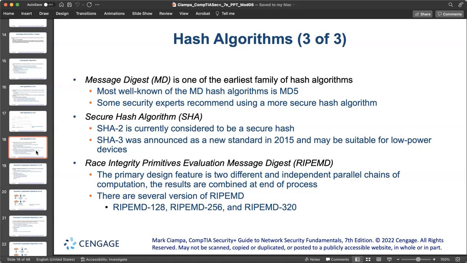So next one that we want to discuss is the RACE Integrity Primitives Evaluation Message Digest, or RIPEMD. The primary design feature of RIPEMD is two different and independent parallel chains of computation, the result of which is then combined at the end of the process. All versions of RIPEMD are based on the length of the digest created, including RIPEMD 128, 256, and 320.